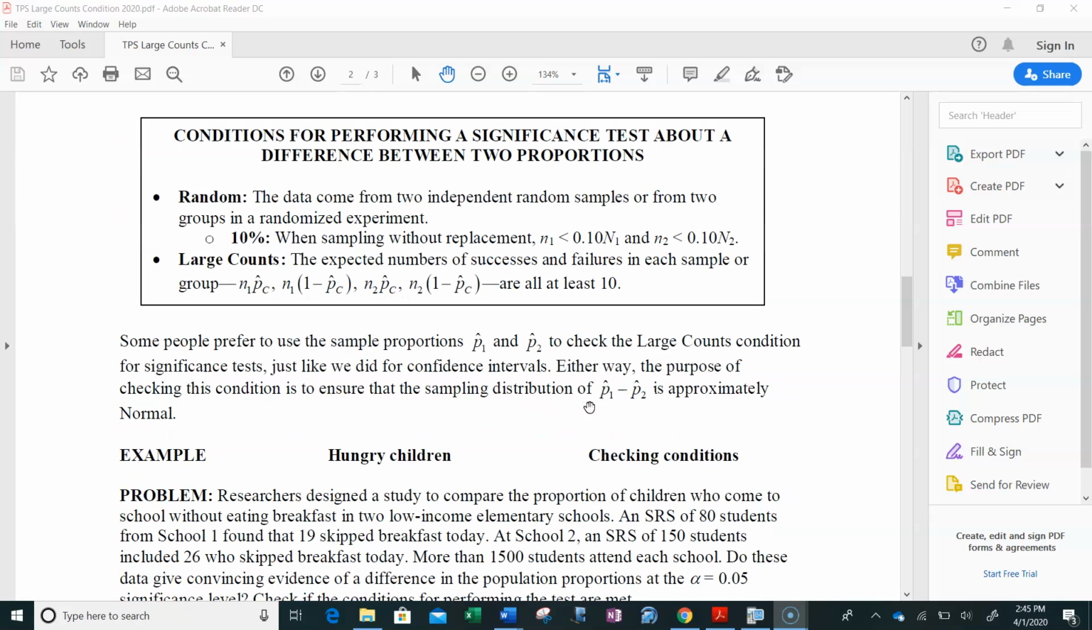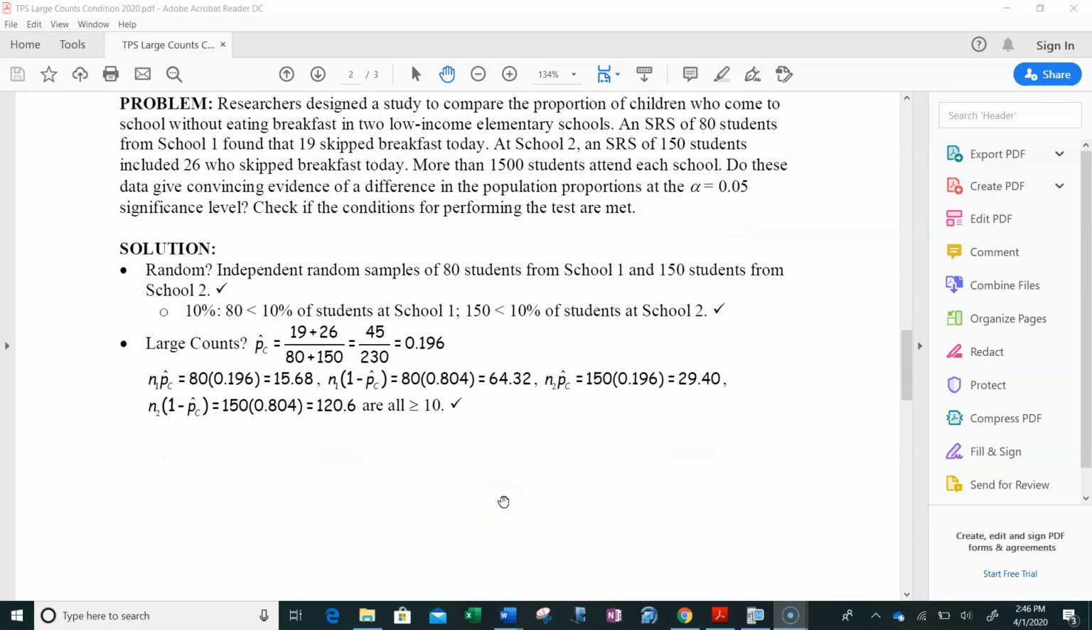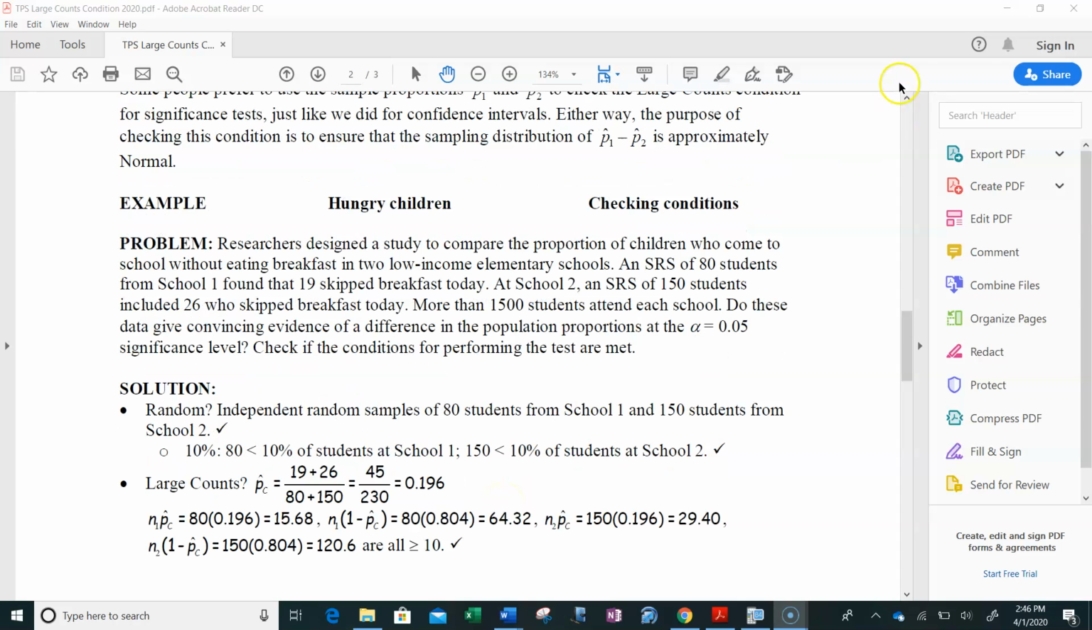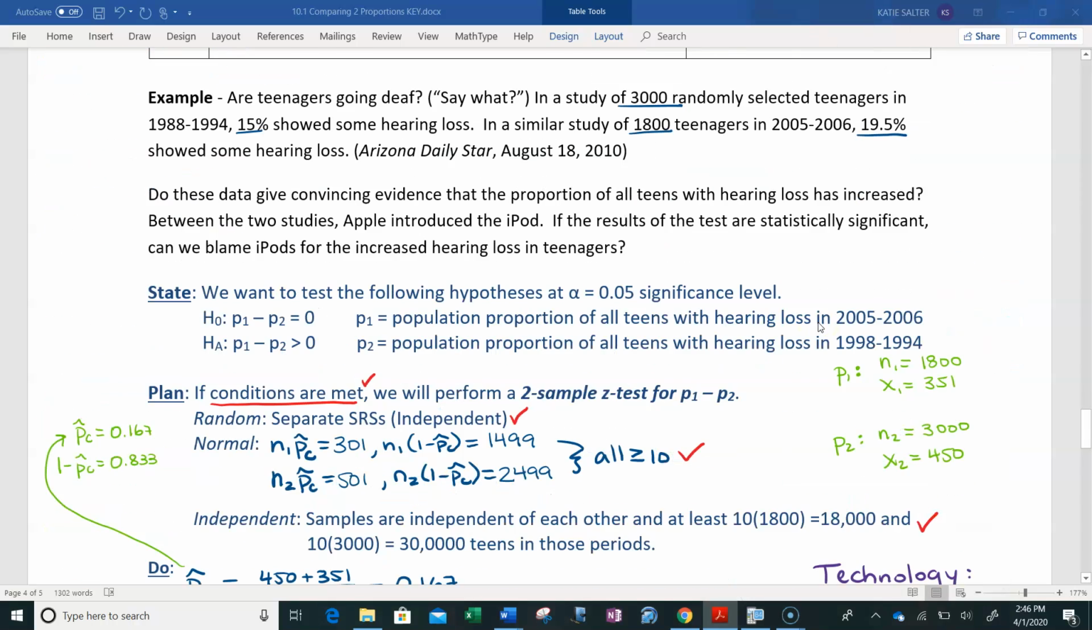And then your book has a problem worked out on the next page, but they did the n1 times the p hat sub 1. So now you need to look at this example if you're looking in your book. When they do the large counts condition, you've actually got to use the combined sample proportion in that. So just use this instead of your book for that part. Okay, so let's move on and look at our problems.